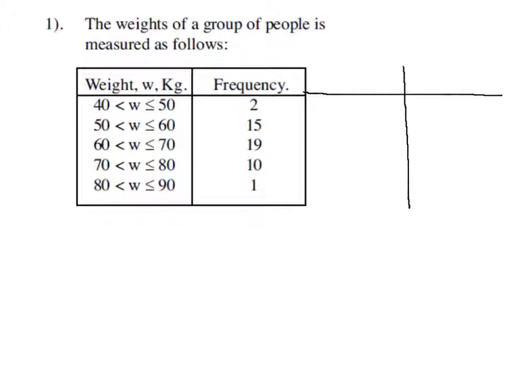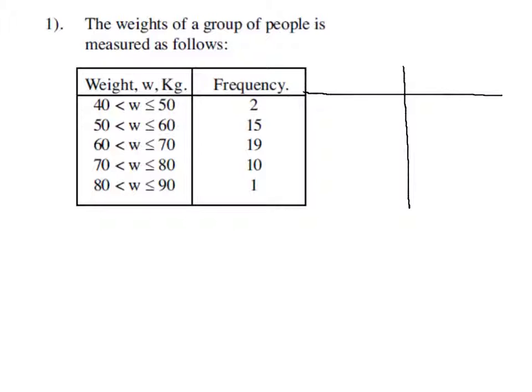Okay, so here we've got a group frequency table, which shows us the weight of a group of people. So there's 2 people with a weight between 40 and 50, 15 with a weight between 50 and 60, and so on. And we need to work out an estimate for the mean. It's going to be an estimate because we don't know exactly what weights these 2 people are. We only know they're between 40 and 50 kilograms.